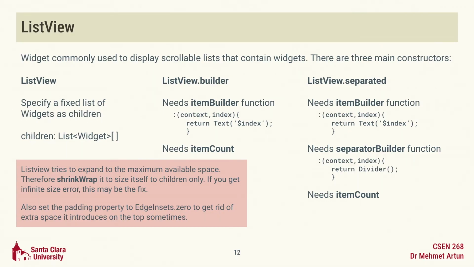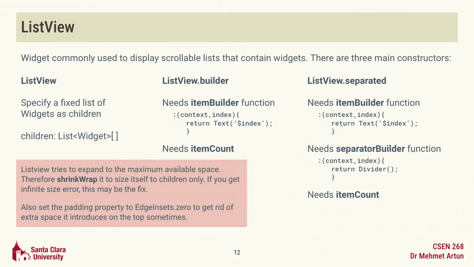A slight improvement on the ListView builder is the ListView.separated. So it takes the same item builder again, but it gives you the ability to also build a separator builder. And also in the separator builder, it gives you the index.